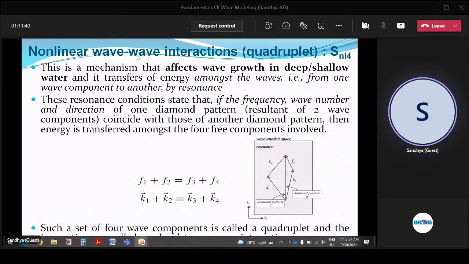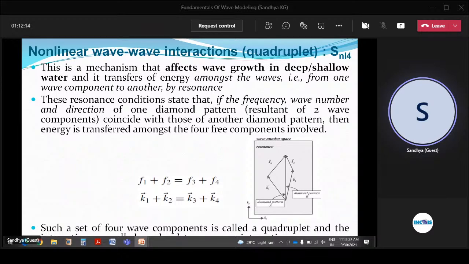So we will first mention what is the quadruplet wave-wave interaction. This is the mechanism that affects the wave growth in deep and shallow water. That means quadruplet wave-wave interaction is present in deep water as well as shallow water. And what it does, it transfers the energy amongst the waves. It is neither a source term, which contributes to the energy, nor a sink term which drains the energy. It just transfers energy amongst the waves from one wave component to another by the mechanism of resonance.